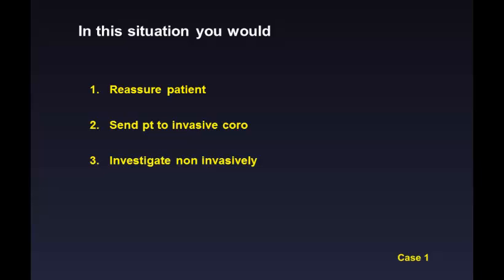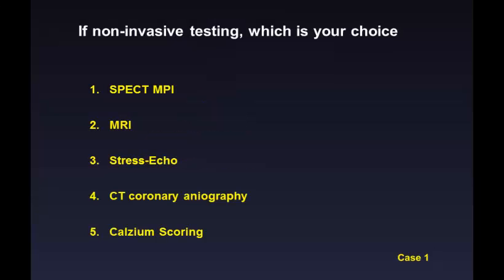I don't think that you're going to change this, but if we do the non-invasive testing, which one in this situation would be your choice? Would it be a SPECT perfusion imaging? Would it be an MRI? Would it be either rather a stress echo or a CT coronary angiography or a calcium scoring? I'm not putting invasive coronary angiography here because you all said 100% that you wouldn't do that. Please, let's vote now for one of these 5 options.